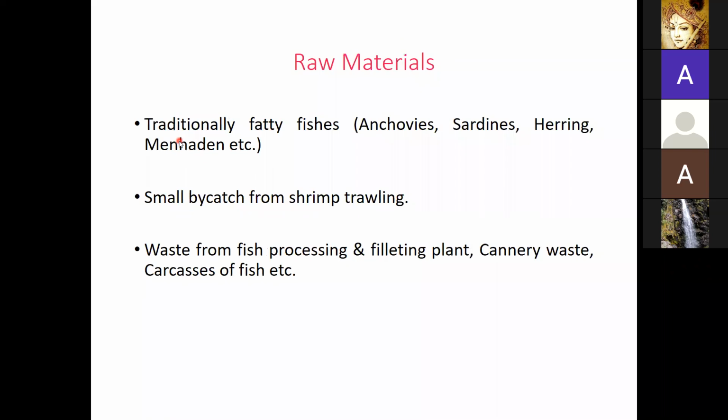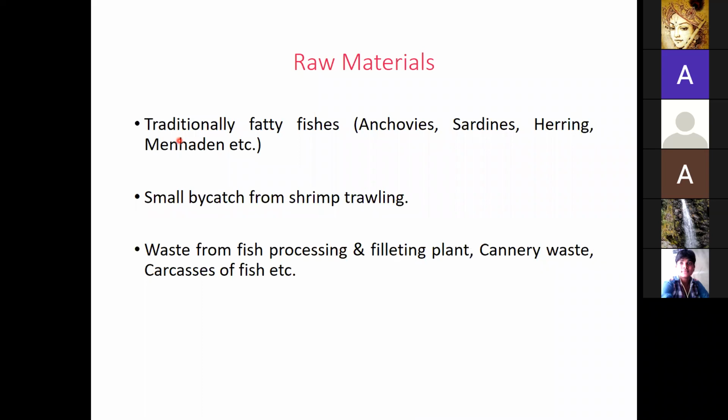Then raw materials, what raw materials can we use for the preparation of fish meal? Traditionally, it has been seen that fatty fish is most suitable for the production of fish meal. So in our country, India, the raw material that we are using is the oil sardine, Sardinella longiceps. That is the candidate species for the production of fish meal.